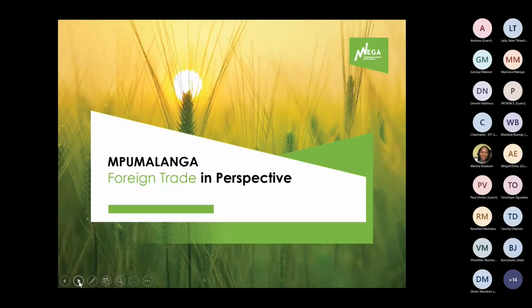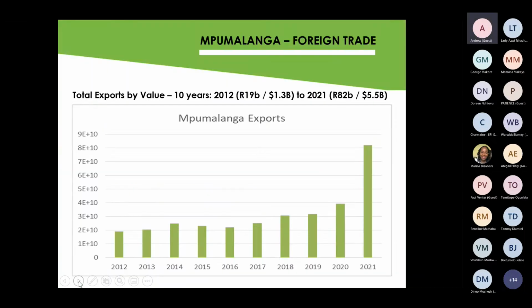Next slide, please. I'd like to put a little bit of our foreign trade in perspective. This is a slide of our total exports by value over the last 10 years. You can see that our exports have more than doubled in value. It started at 19 billion in 2012 and went up to 82 billion rand in 2021. Although this graph is by value and not by volume, and the rand-dollar exchange rate obviously affects us, truly our exports have been quite stagnant, but at least they haven't gone down. Next slide, please.